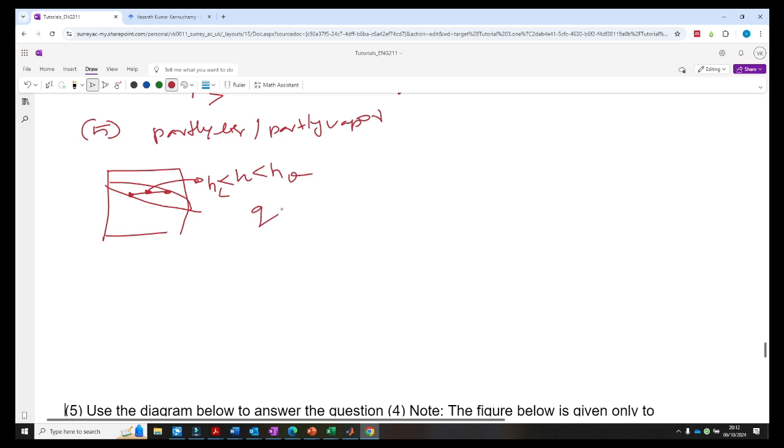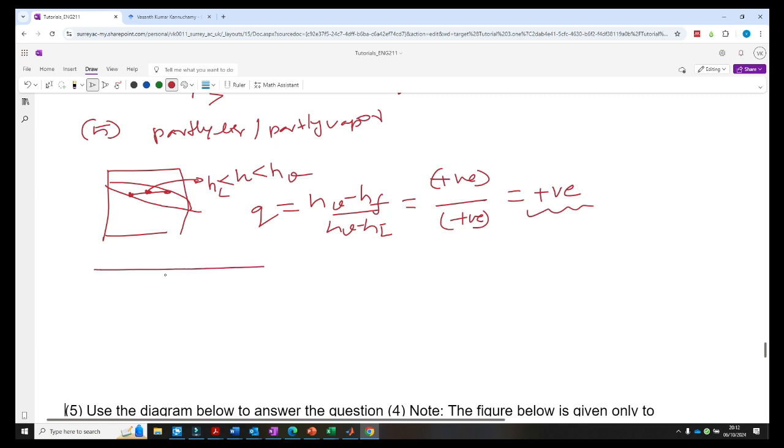So this means q, which is defined as hv minus hf divided by hv minus hl, should be equal to a positive quantity on the top divided by a positive quantity on the bottom. So q is again a positive quantity for a two-phase mixture if the feed is a two-phase mixture. Okay, so if you want we can make a summary.